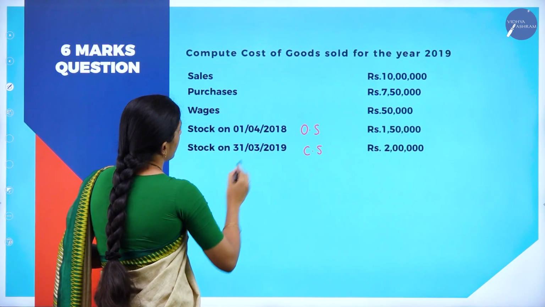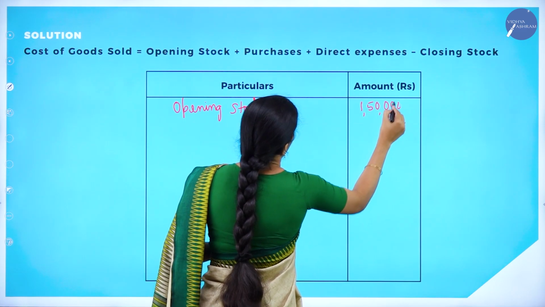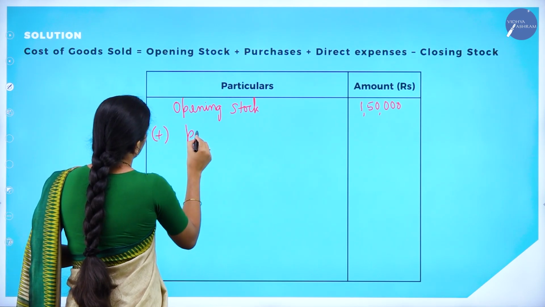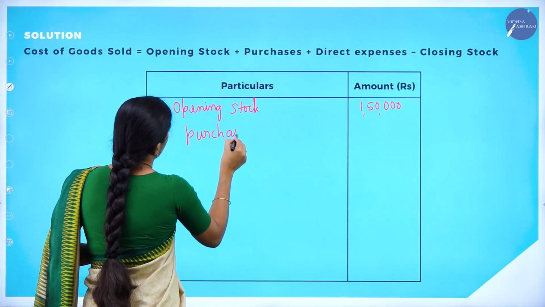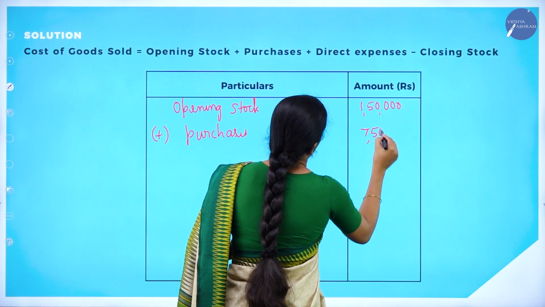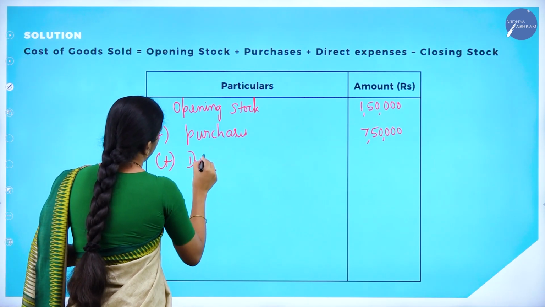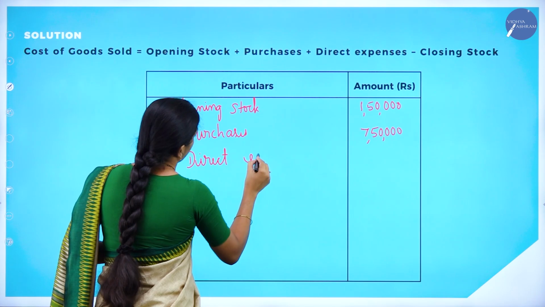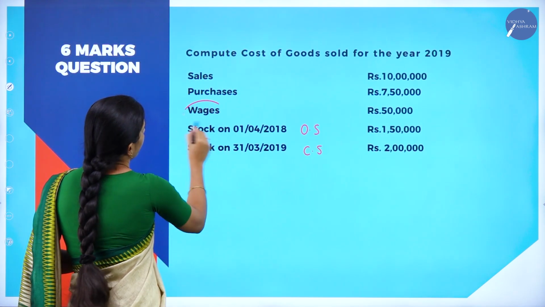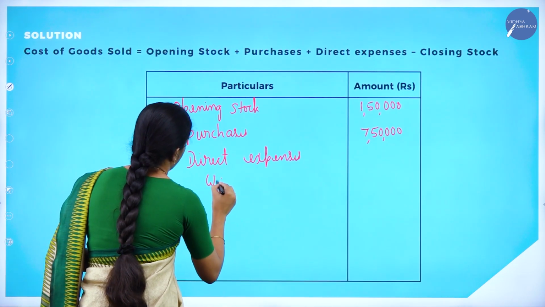Opening stock amount is 1,50,000. Add purchases. So purchases is 7,50,000. Add direct expenses. So under direct expenses, we have one direct expense, that is wages. So wages is 50,000.